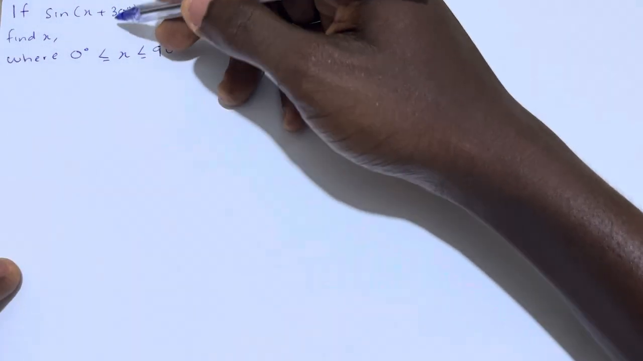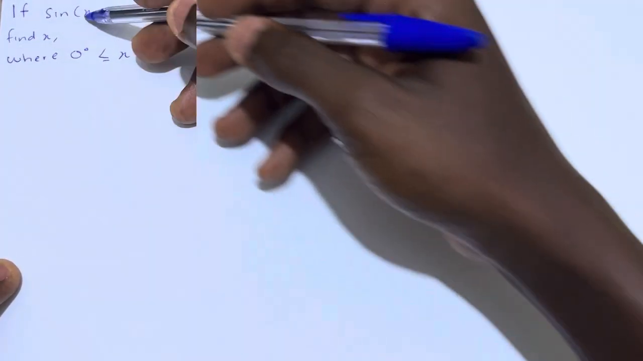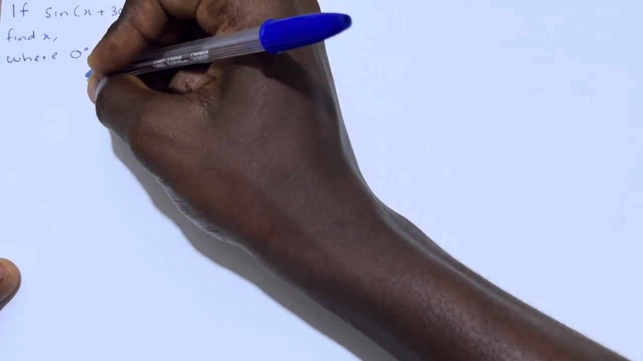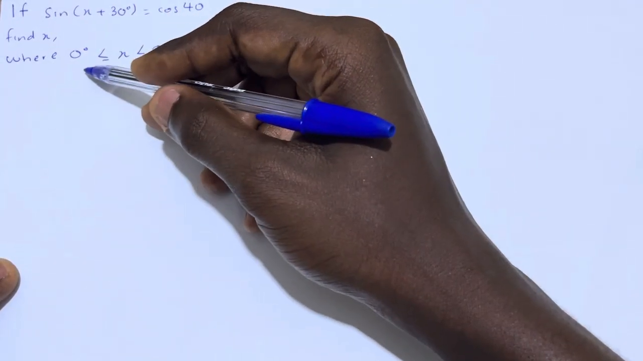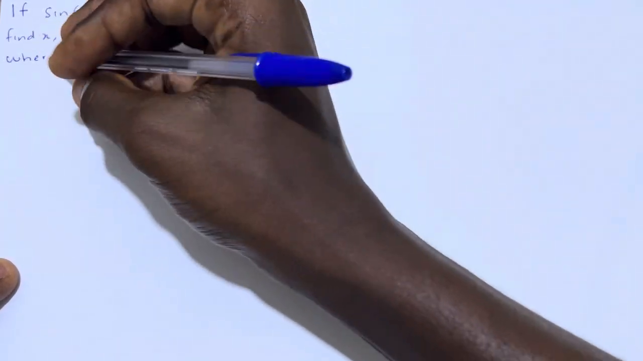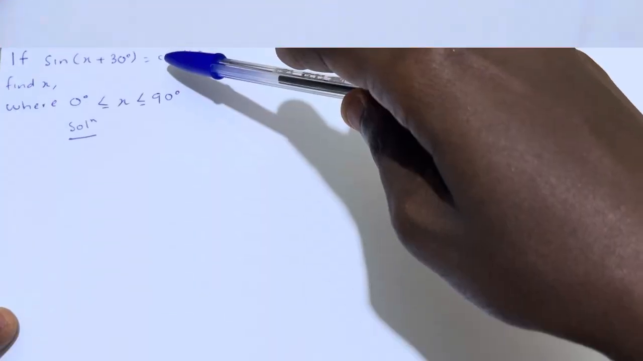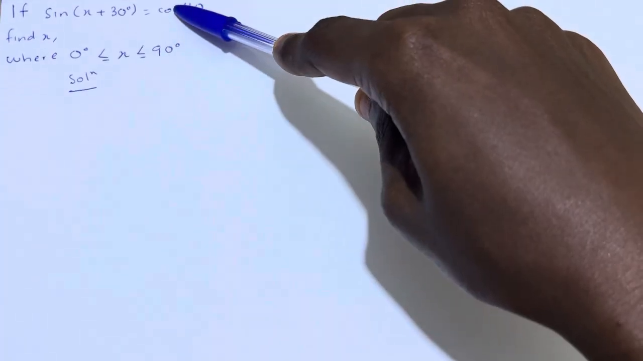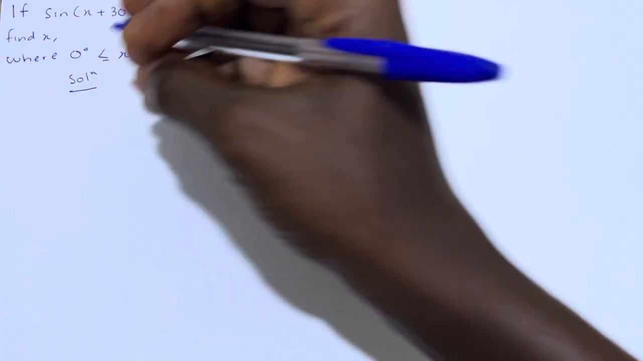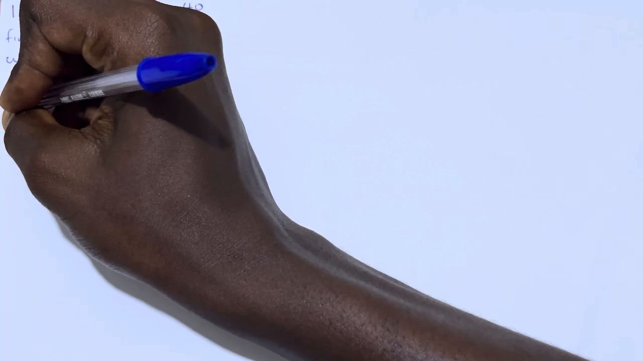So we have a simple question here: if sine of x plus 30 is equal to cos 40, find the angle x. With this being said, we know that this is a complementary angle. You see they've given us the range. So you come here for the solution. You can either change the cos to sine or this sine to cos, but it will be much easier to change this one.